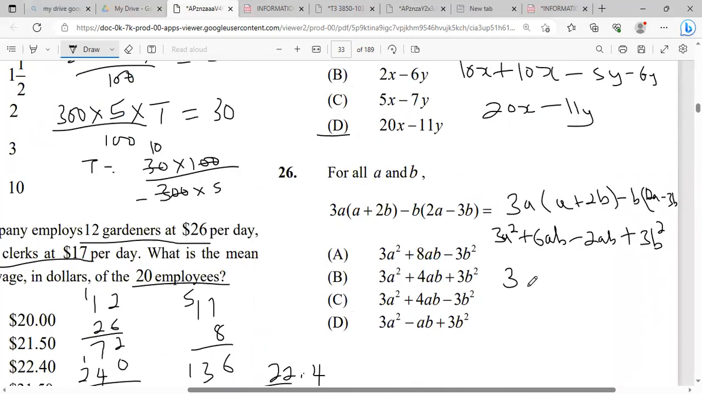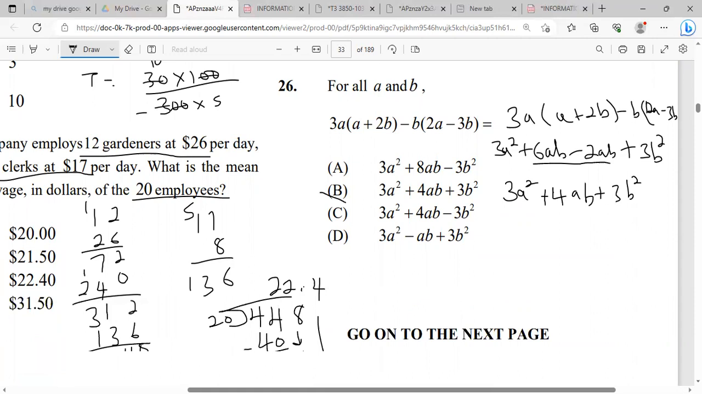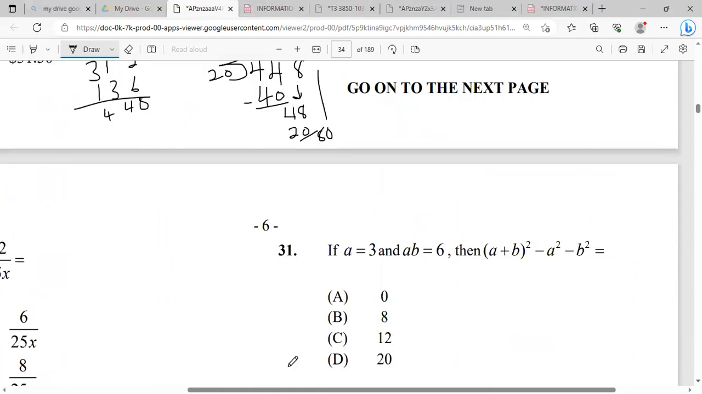3A squared. The only like terms, 6 minus 2, notice they're both AB, and that would give us 4AB plus 3B squared. So it would actually be B. Look carefully, guys. You notice that they're very, very close. So look very closely, all right?